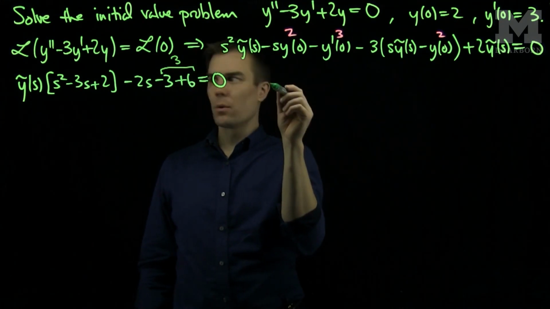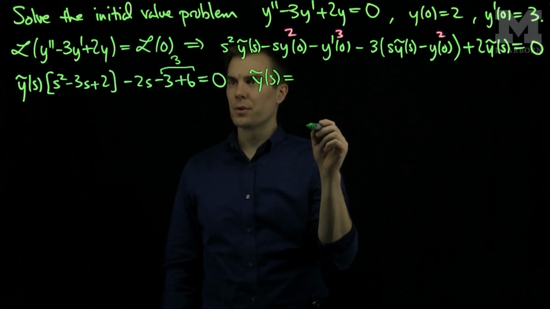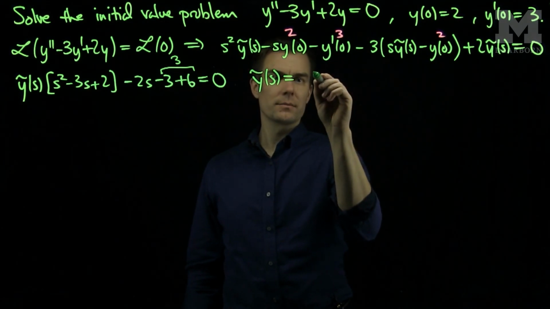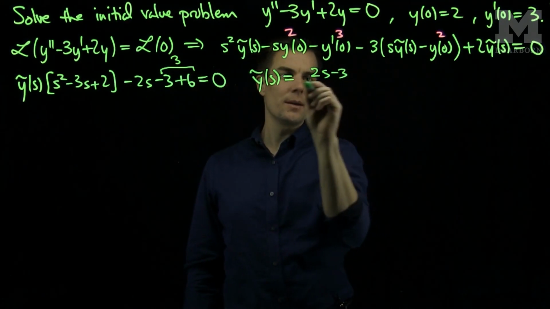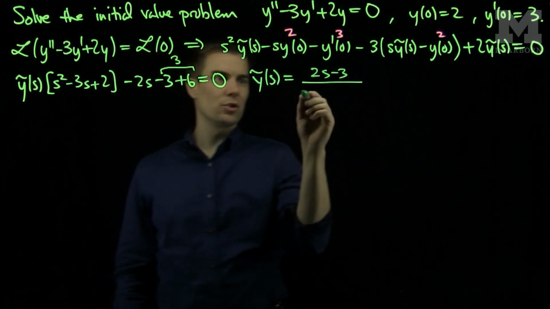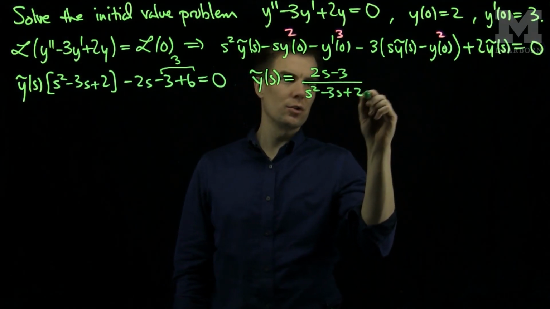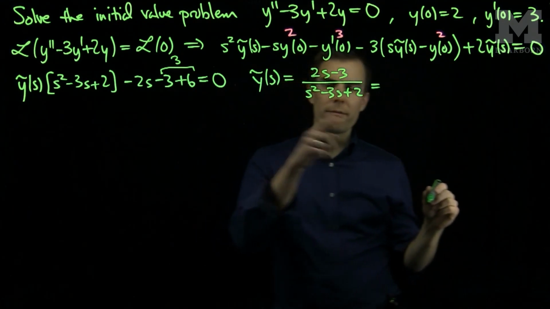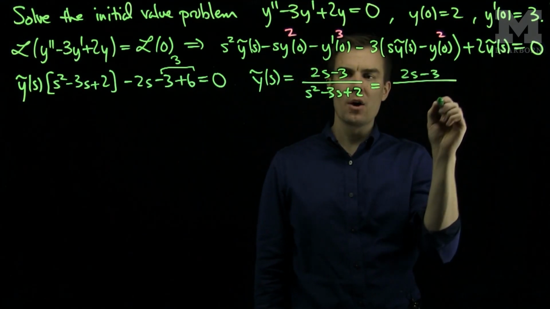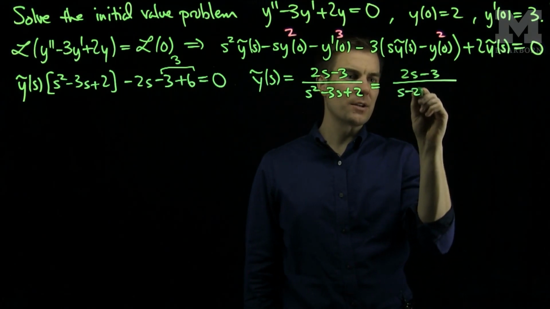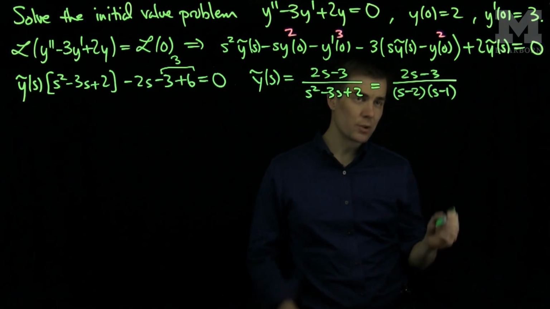So setting everything equal to the Laplace transform, I will have the Laplace transform of y is equal to 2s, I'll put the 2s on the other side, a minus 3, and I will divide by this expression over here, s squared minus 3s plus 2. And what we'll do is we'll factor the denominator. We'll write this as 2s minus 3 over s minus 2 times s minus 1. Because now we can use partial fractions.